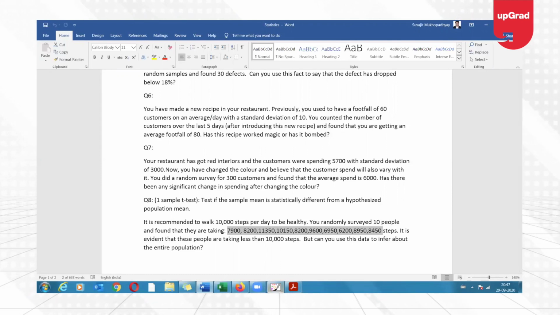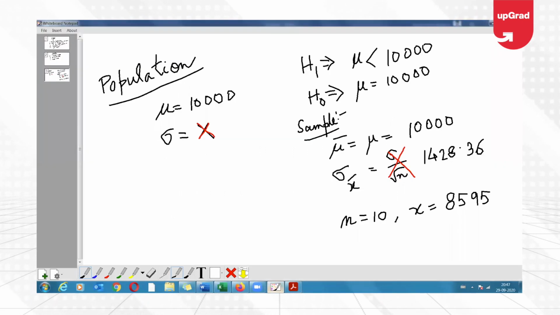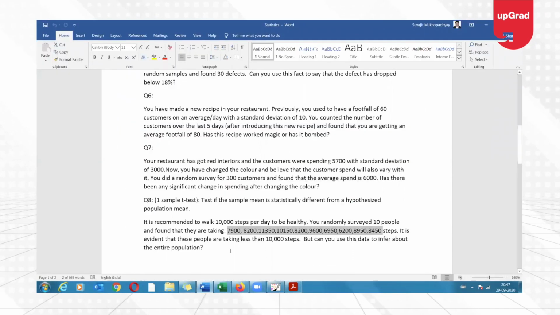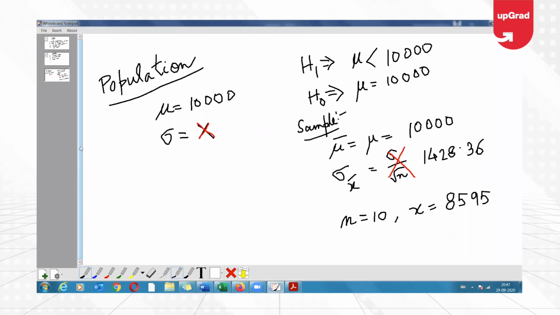So we have the standard deviation and the mean. Either they will be mentioned explicitly, or you can be given data like this and you can calculate the mean and the standard deviation. Now for t-test, we will calculate something called a t-statistic.